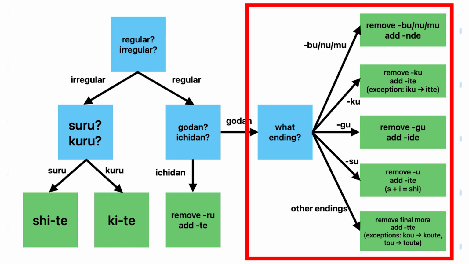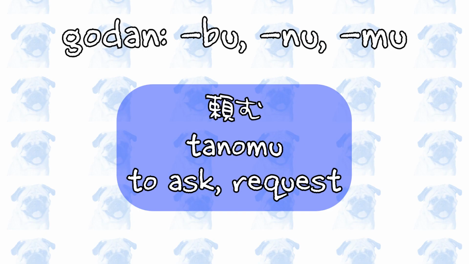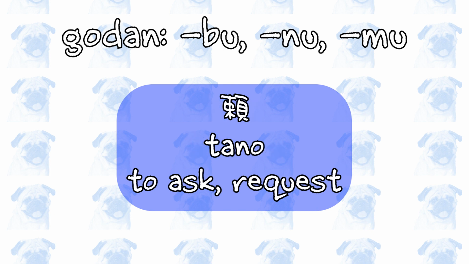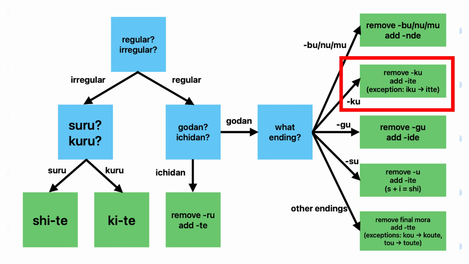Godan verbs, on the other hand, will have different te forms depending on their endings. If a Godan verb ends with either bu, nu, or mu, drop the bu, nu, or mu and add nde. For example, the verb tanomu, to ask, ends in mu, so drop the mu and add nde, as in tanonde. Tanomu, tanonde.